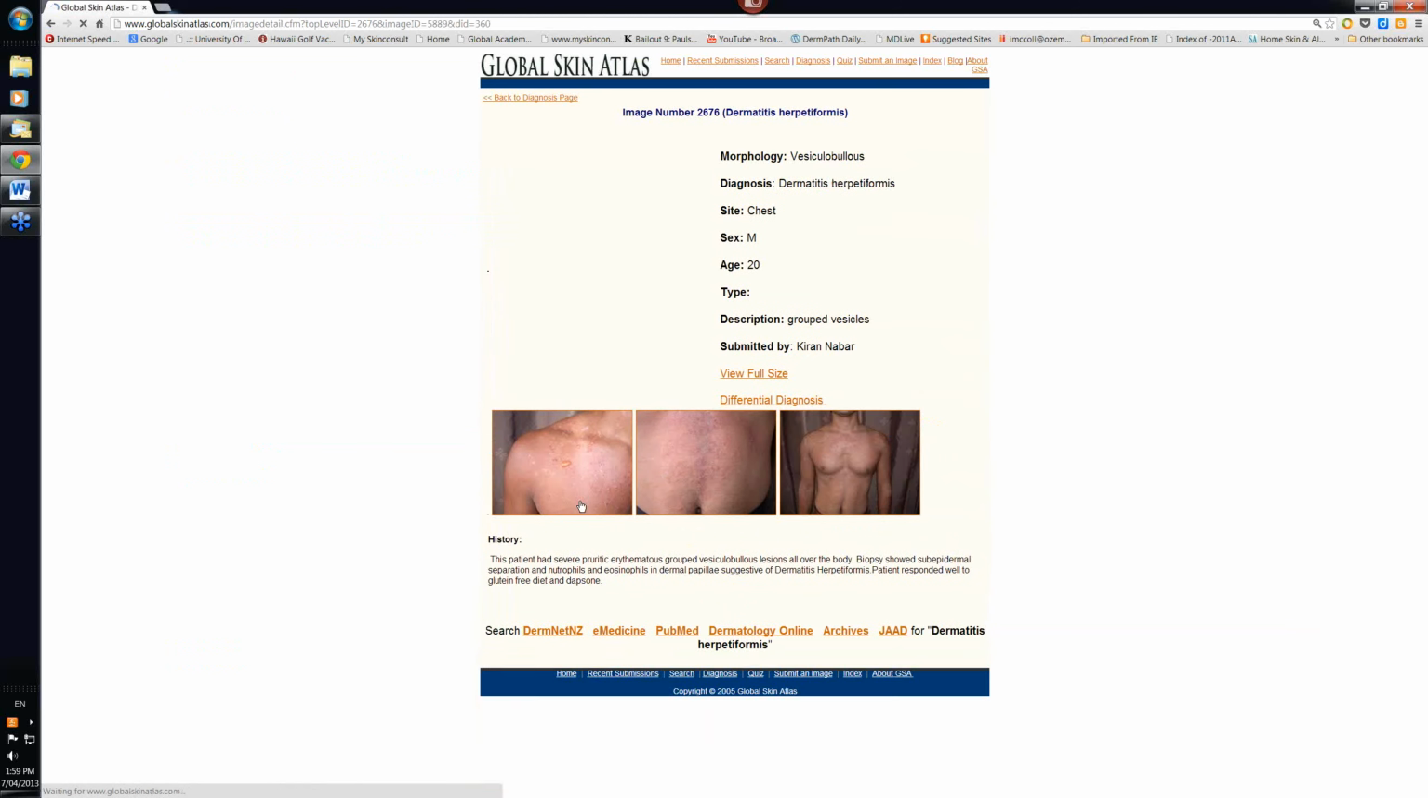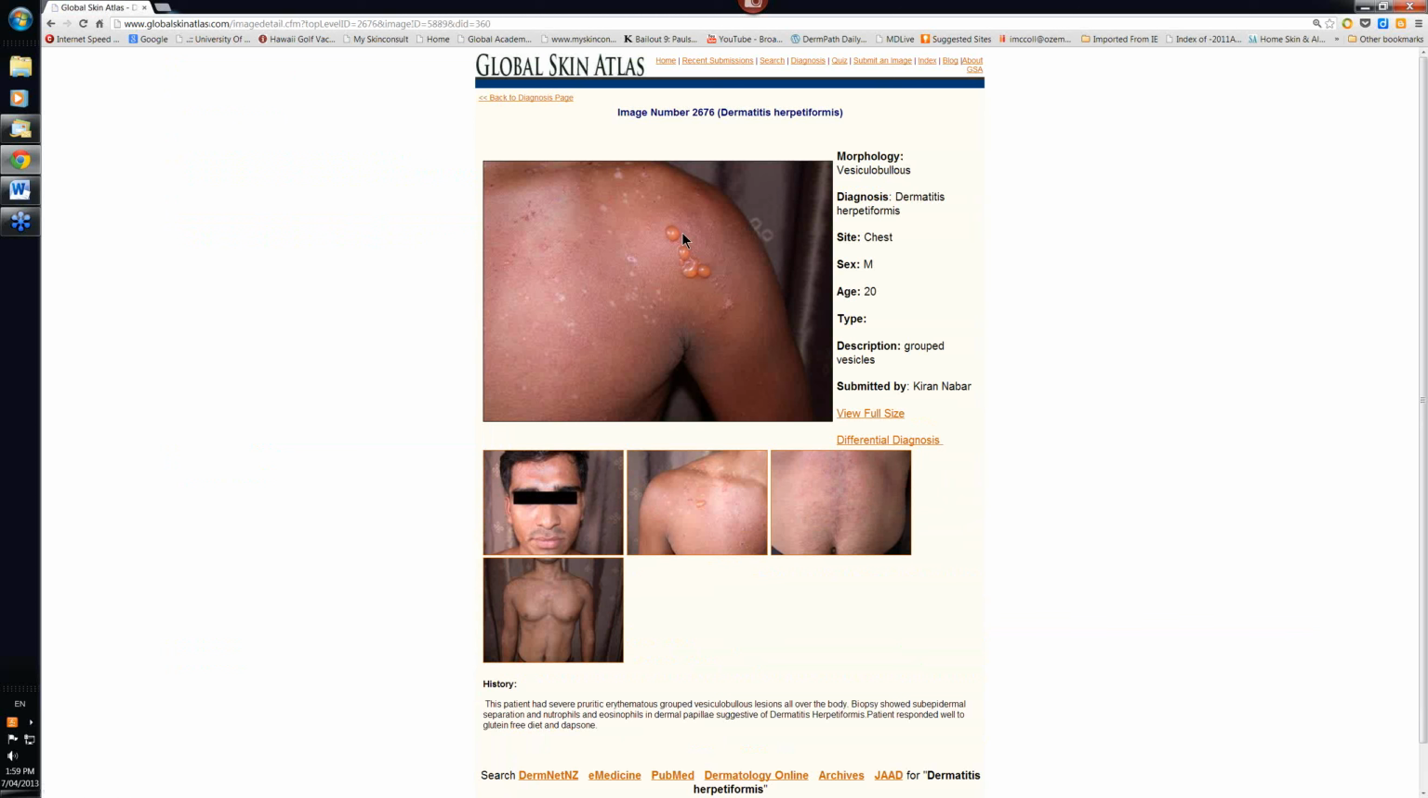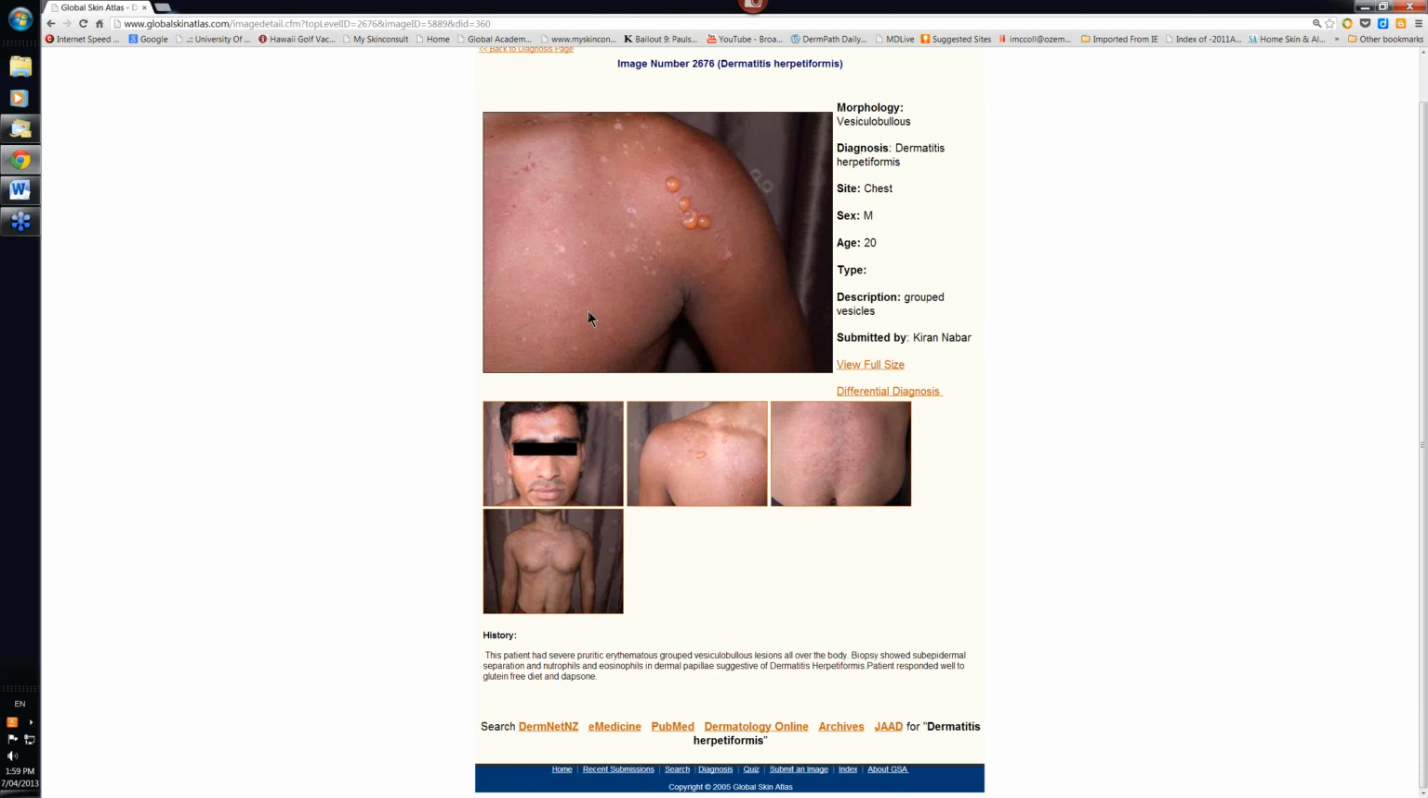The blisters are a lot more intact than you often see in DH. Usually the blisters are smaller in DH and they're quite itchy, and you tend to traumatize them. And usually they're around the elbows, the knees, the buttocks. But this was a case from Kieran Nabar on dermatitis herpetiformis. So well worth having a little look at this particular case. And if we've got the time, we'll have a little chat about dermatitis herpetiformis in the main webinar itself.